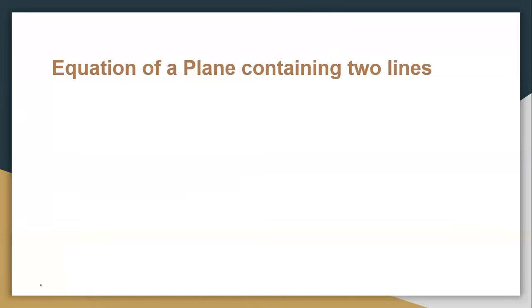Okay. Now, the third situation. The third situation is an equation of a plane containing 2 lines. You have your plane and we have 2 lines. Now, let me say this is our plane. I think I can show you something before we start on this one.